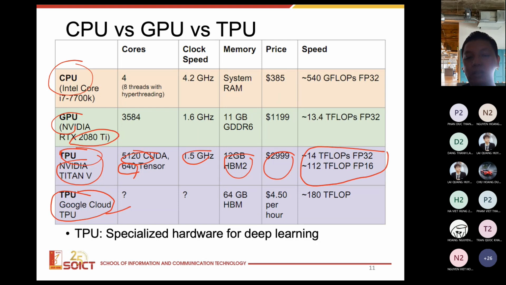So if you double the price, for example, you have much more teraflops for floating point computation of the float 16 bit. It's 112 teraflops. It is the advantage of using the Tensor Core.